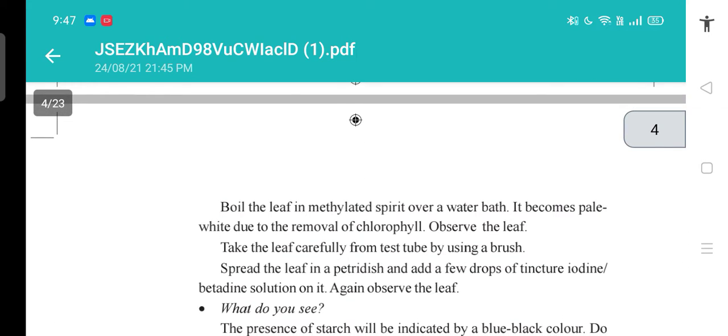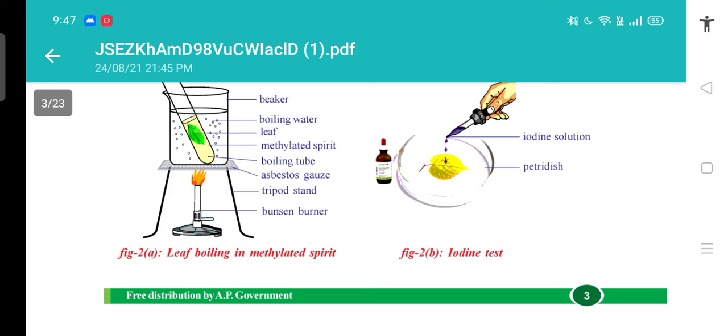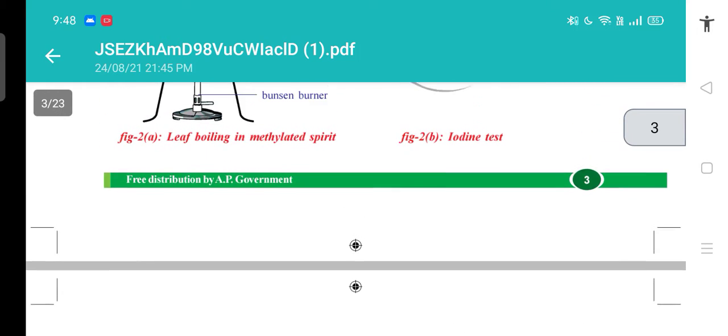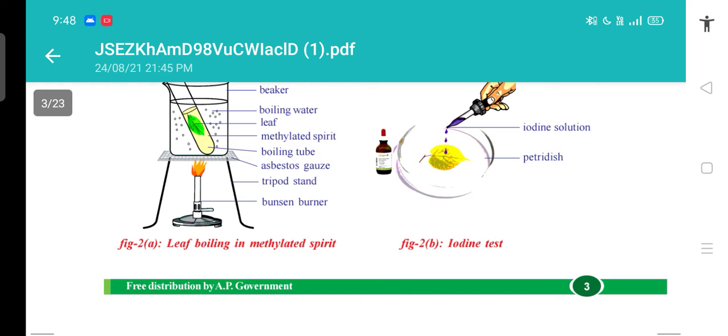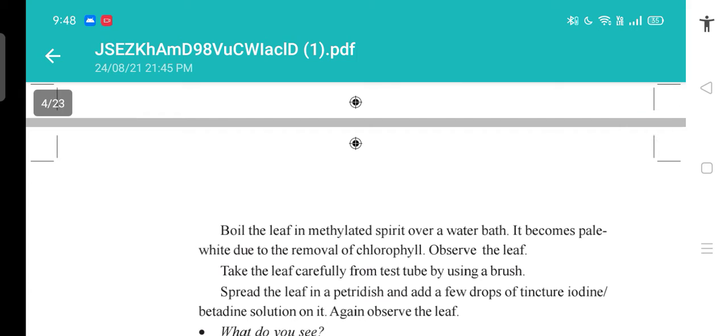After that, we have to boil the leaf. We boil this beaker slowly, then the test tube and the methylated spirit will also be boiled. After that, the leaf becomes pale white due to removal of chlorophyll. The main point is that the methylated spirit absorbs the chlorophyll, so the leaf is no longer green but pale white due to removal of chlorophyll.